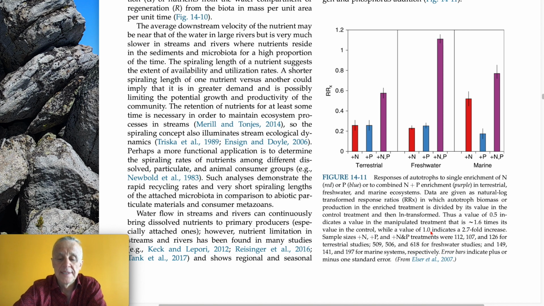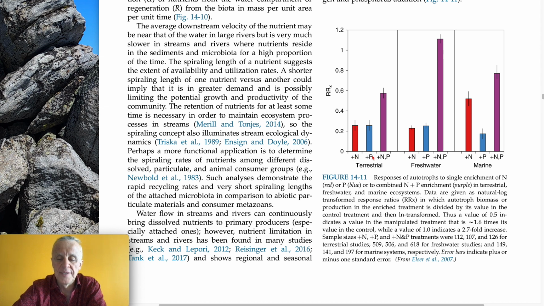Sample sizes of nitrogen, phosphorus, and nitrogen and phosphorus treatments were 112, 107, and 126 for terrestrial studies, 509, 506, and 618 for freshwater studies, so this is where we have the most samples, and 149, 141, and 197 for marine systems. So marine systems and terrestrial systems are about the same sample size, pretty close. Error bars indicate plus or minus 1 standard error.